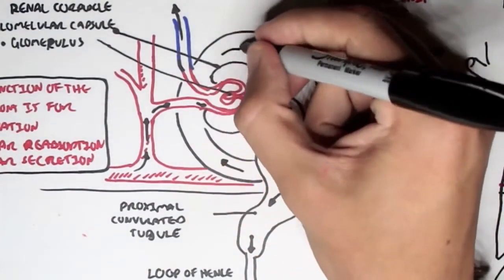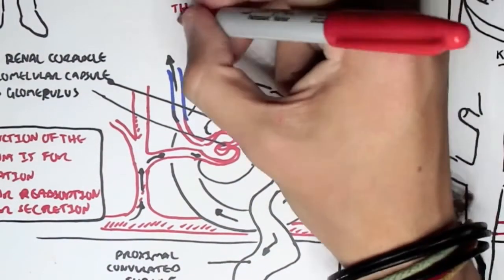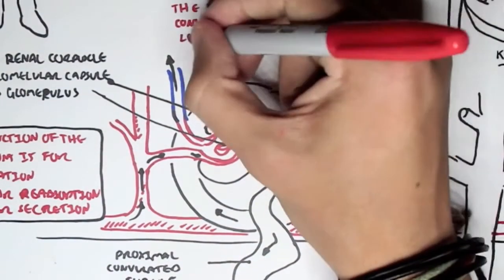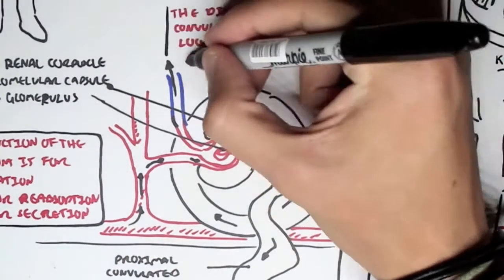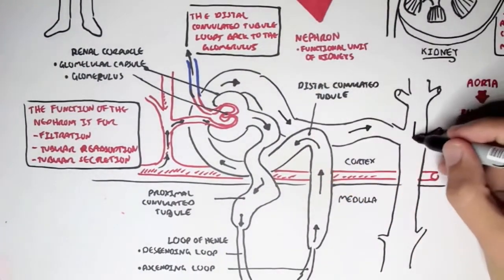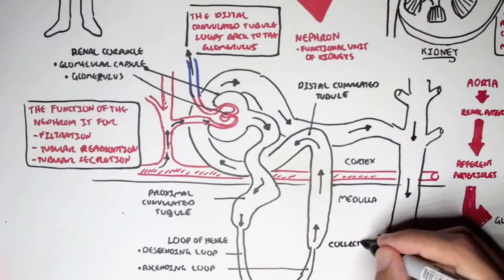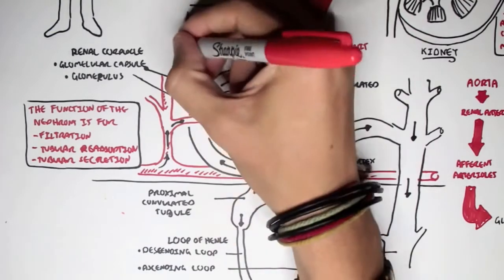The distal convoluted tubule actually has to loop back to where the glomerulus was, the renal corpuscle, and we'll see the reason for this later on. And essentially then, the distal convoluted tubule will connect to this vertical long tube known as a collecting duct, which will then connect to the ureter, which will then expel the urine out of the kidneys, out of the body.